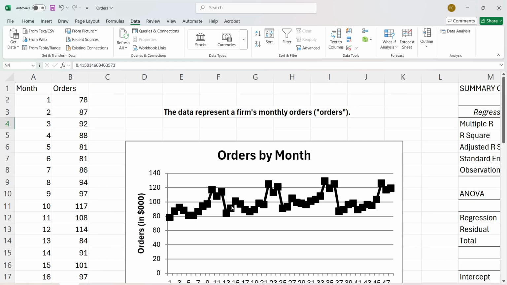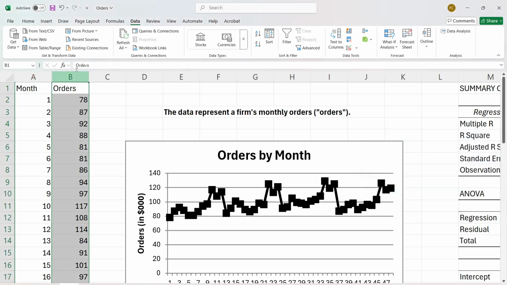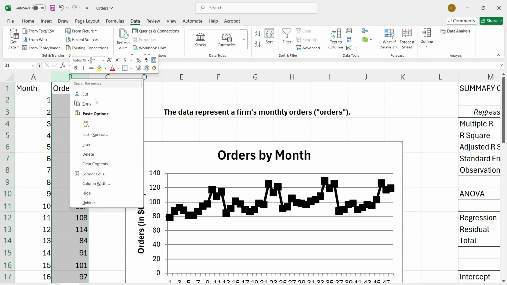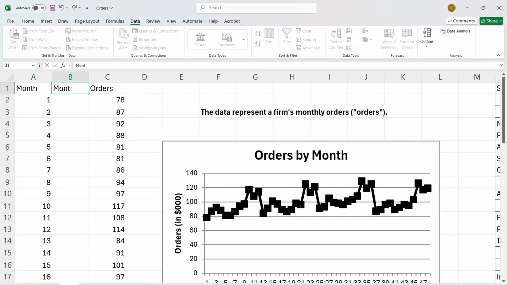Well, let's try another one. Let's go back to here. Let me pop up to the Data Analytics Toolpack, grab the regression tool. Wait, just before I do that, I've got orders, I've got month. I would like one more variable. So I'm going to take this column here, I'm going to say insert, and I'm going to say month squared. In order to estimate the quadratic trend, I'm going to need month and month squared.